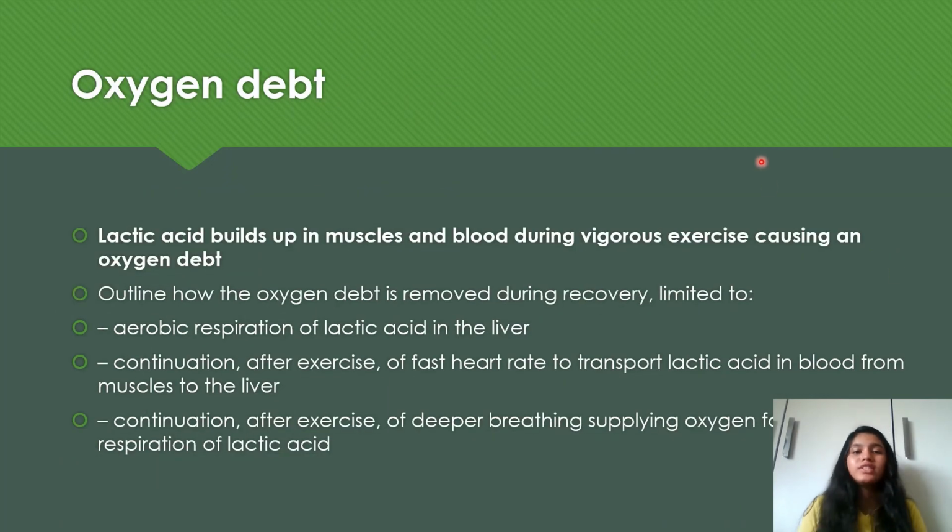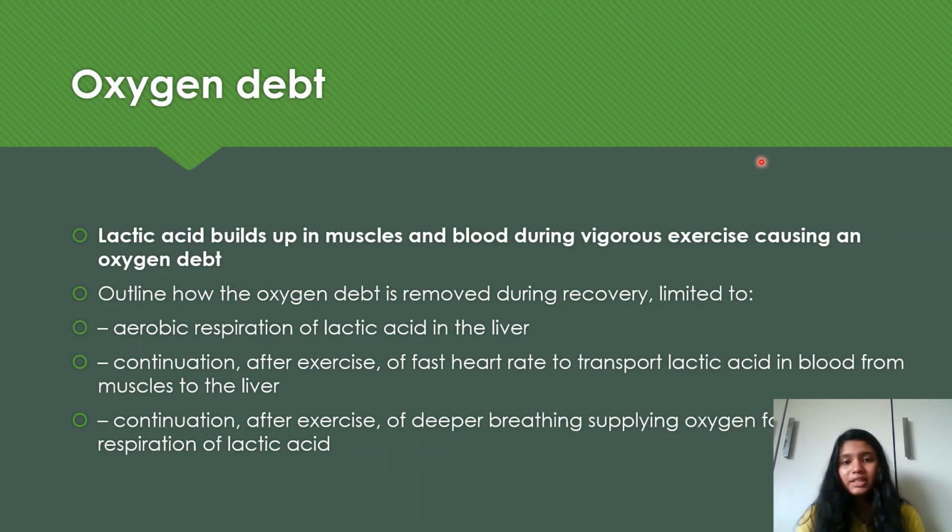Now, oxygen debt, extremely important concept. Okay, so during rigorous exercise, your body needs an increased content of oxygen to aid aerobic respiration for muscles to contract, because muscle contraction requires energy which is produced by aerobic respiration more efficiently than anaerobic respiration. Lactic acid builds up in muscles and blood during vigorous exercise, which causes an oxygen debt. Okay, which basically means that there's insufficient oxygen. Your muscles are deprived of oxygen and you need oxygen ASAP to remove this lactic acid.